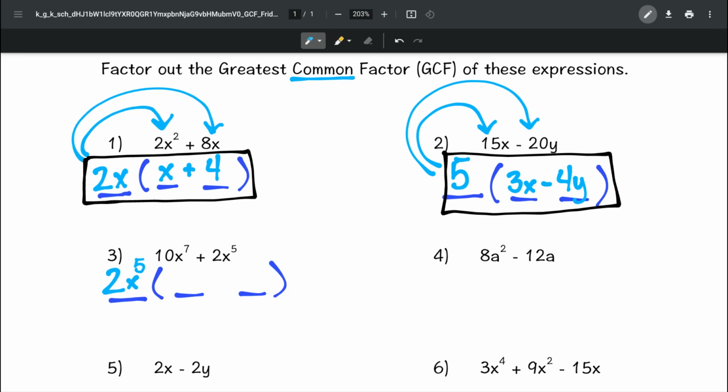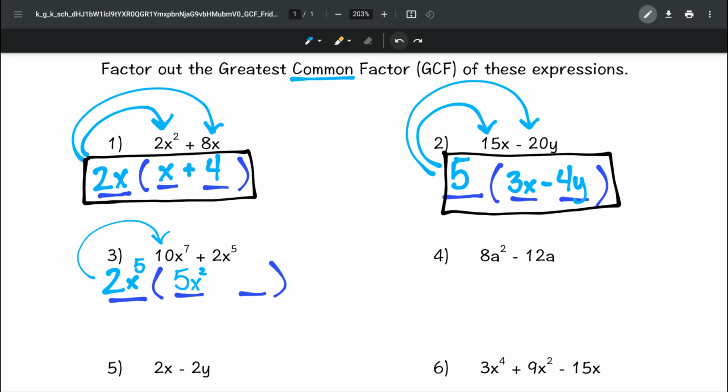But now I've got to know, what am I going to multiply all of this by? All right, let's see, 10x to the 7th. Well, let's just focus on the number first. I have to multiply 2 times what equals 10? Well, that would be 5. And I've got 5 x's that I pulled away from it, but I have 7 in total, which means I've still got x squared left on the inside because 5 plus 2 equals that 7, okay?